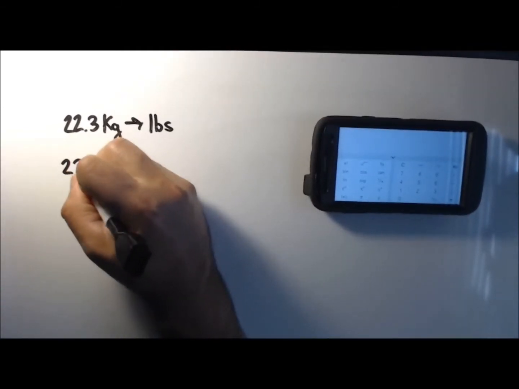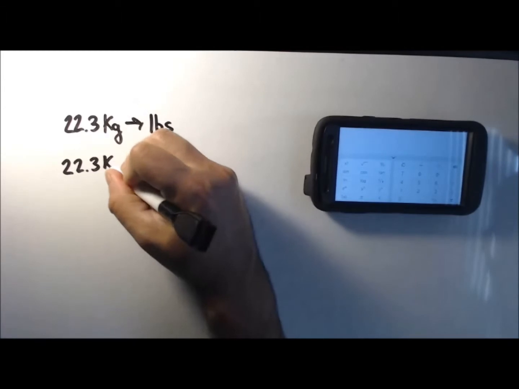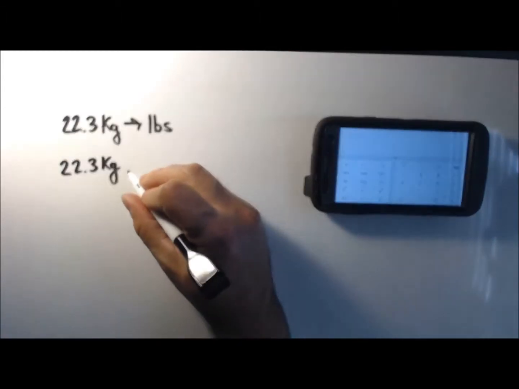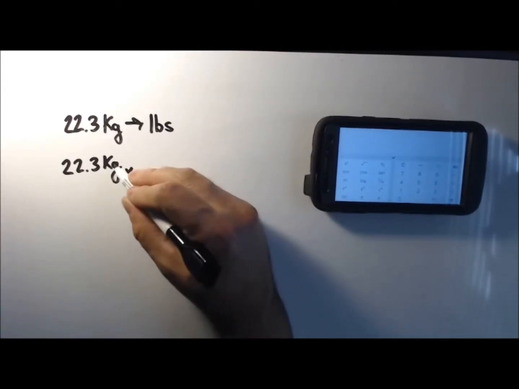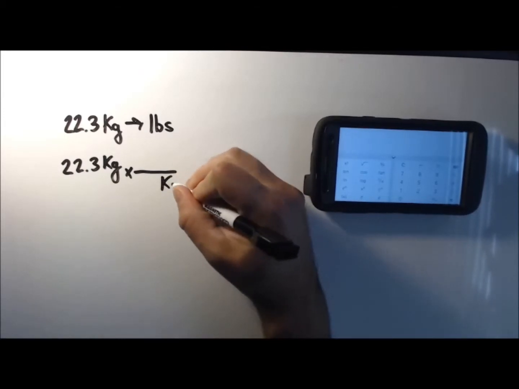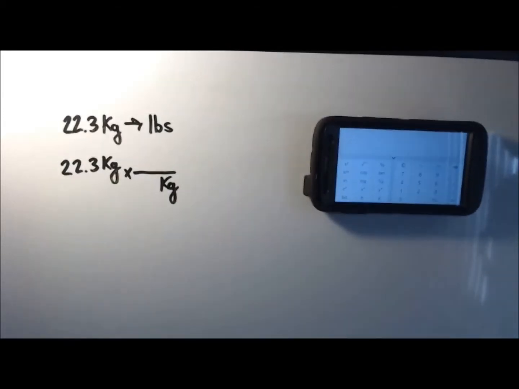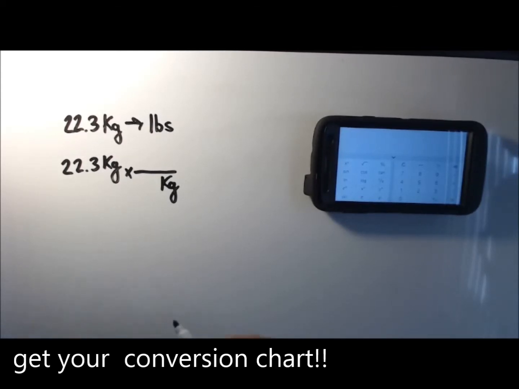pounds. Okay, first thing you do, write down what you're given. You're given 22.3 kilograms. The next thing you do is set it up to cancel. We know right off the bat that we have kilograms here, so we will put kilograms here. If we look at our conversion chart, I see that, what can I use here? I'll use this.